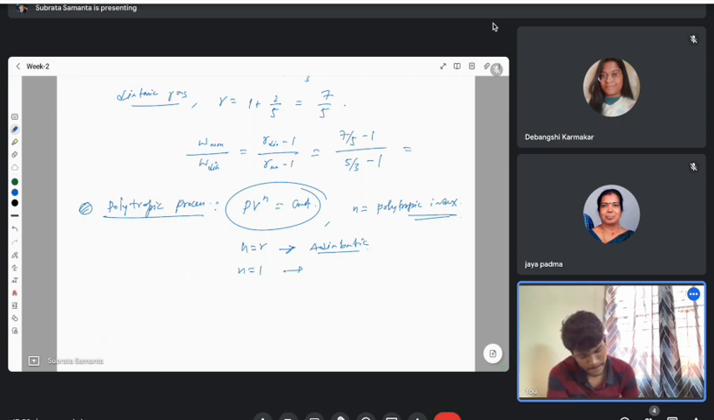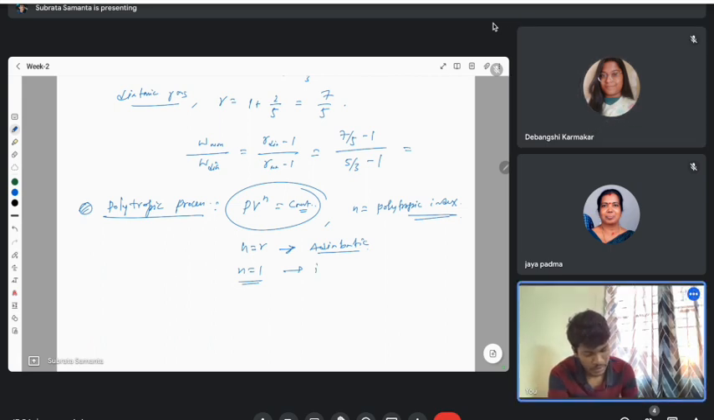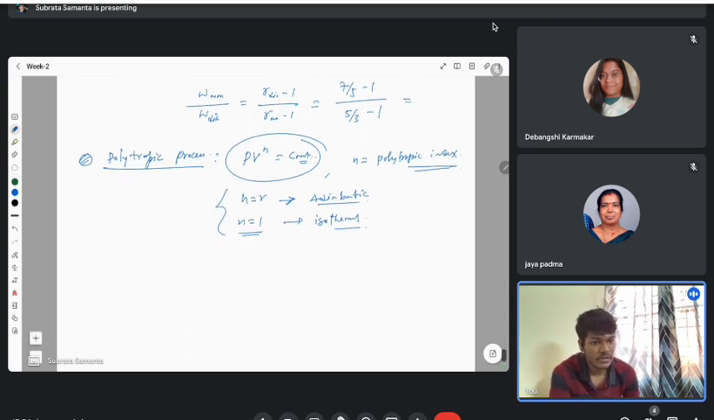Which process is PV equals constant? For n equals 1, that means PV equals constant. So yes, isothermal, right? In general, PV to the power n equals constant is the polytropic process.